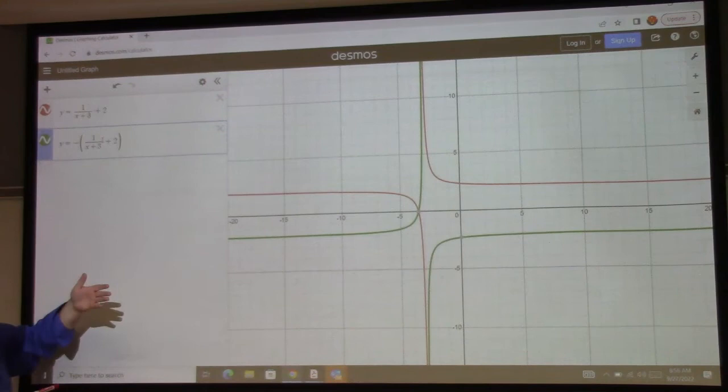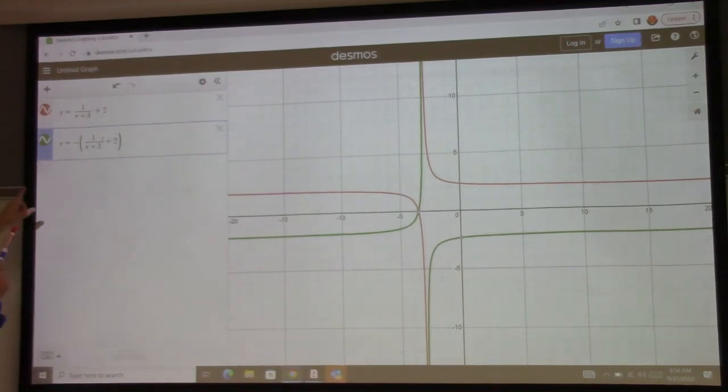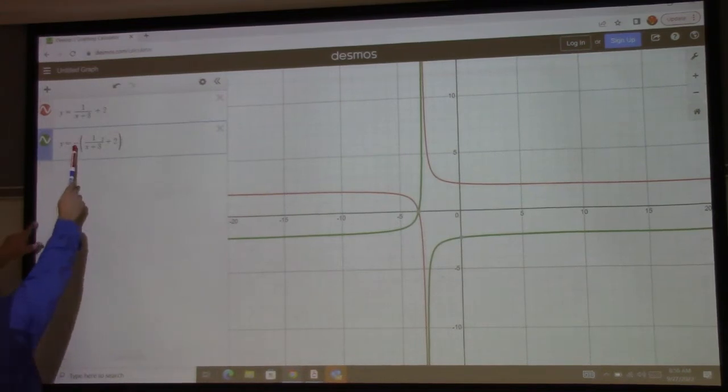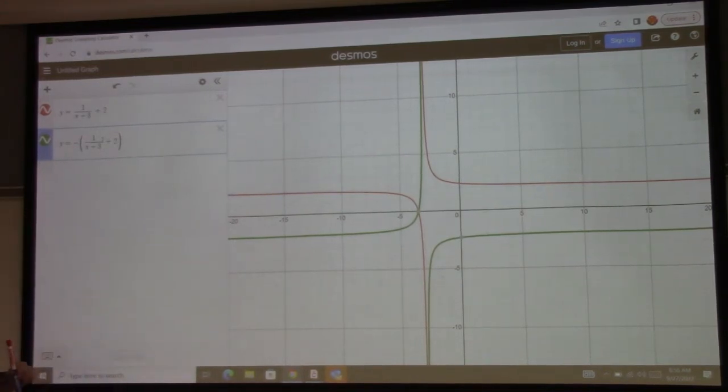This story is going to be a little bit different if instead of doing this... So right now we're looking at transformation 5 for this 1 over x plus 3 plus 2 graph. Let's now look at transformation 6 for this graph. How would I do that? Instead of putting the minus out front, where do I put the minus to do transformation 6? Where does the minus go?